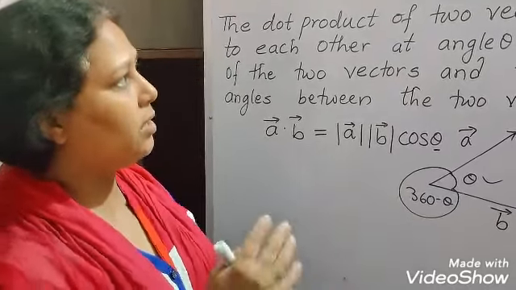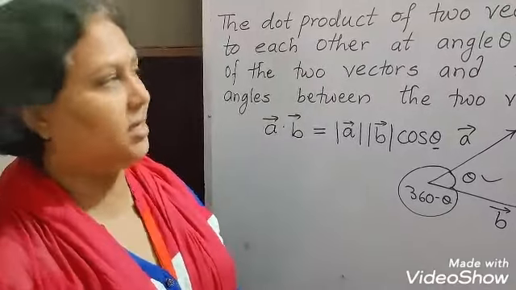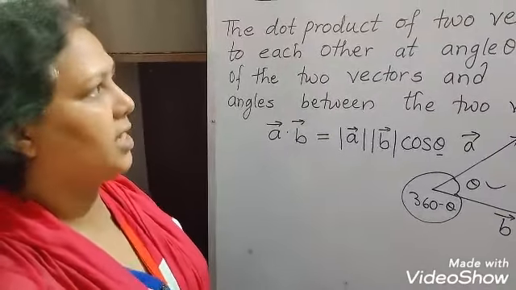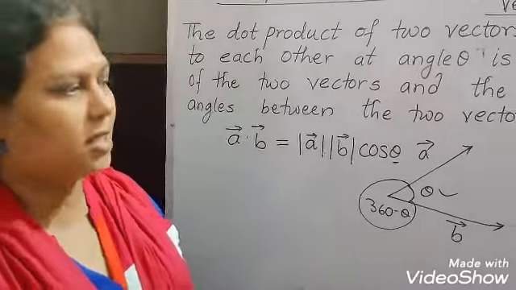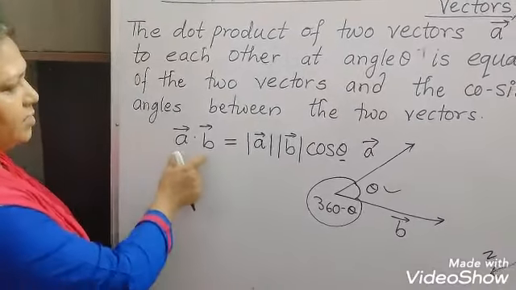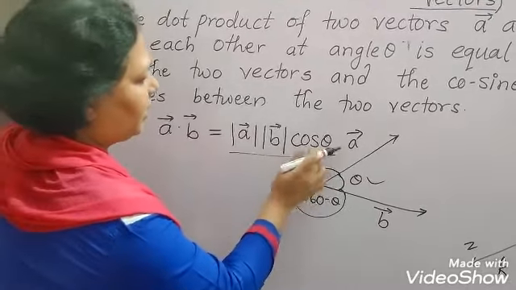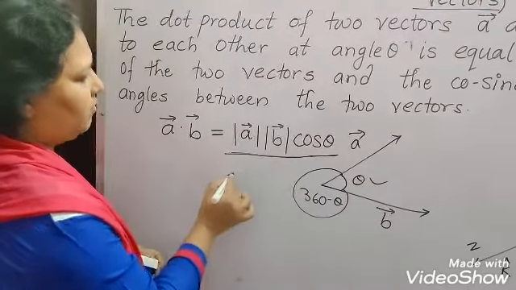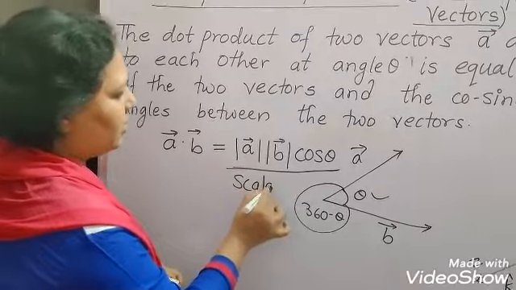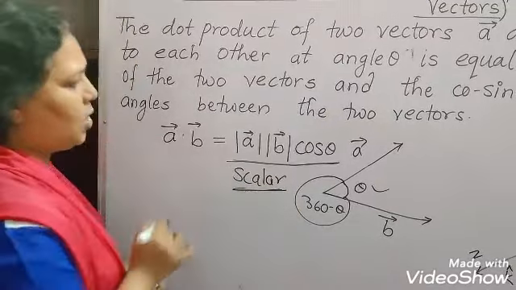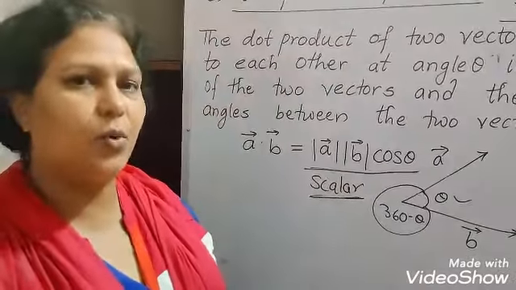Now come to the scalar product of two vectors. Why are we calling this dot product the scalar product of two vectors? Because whenever we take the dot product of two vectors, the product which we obtain is always a scalar quantity.